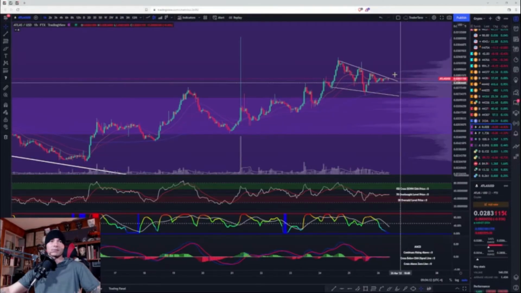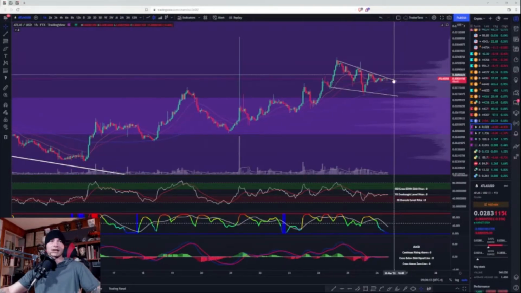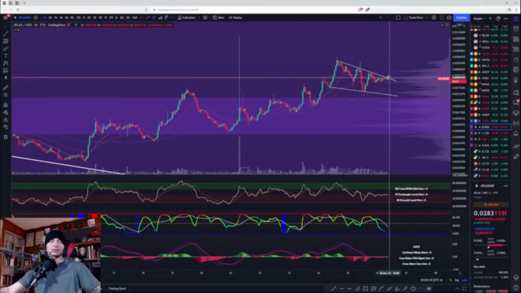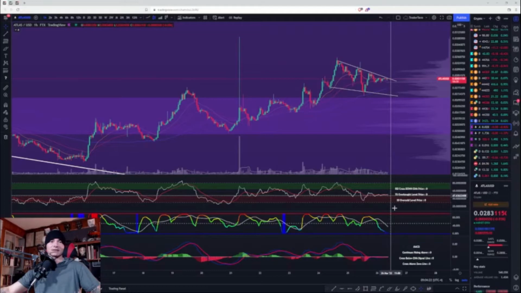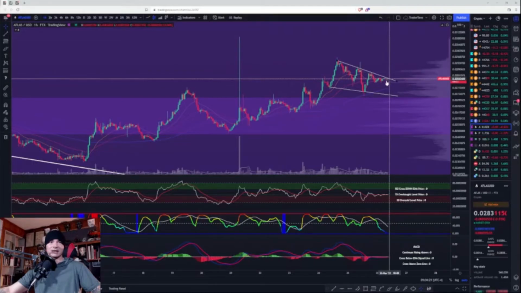which would also correspond, if we do break out of this range to the upside and out of this symmetrical triangle, or this descending wedge. I would like to see the RSI turn up, volatility turn up, and us cross the zero line at the same time as getting volume when we break out of here, if it's to the upside.